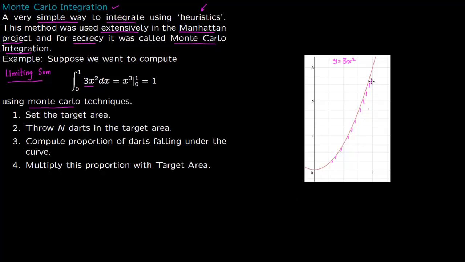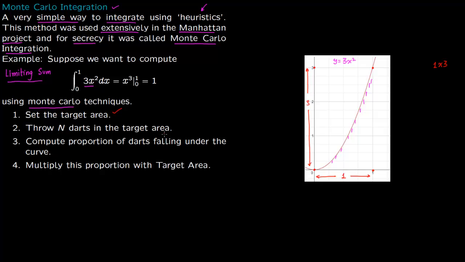There are 4 steps to Monte Carlo integration. The first step is you need to set the target area. Our target area is what we can compute very easily. That is 0 to 1 on the x-axis and 0 to 3 on the y-axis. So this is your target area, this is 1 and this is 3. So our target area is 1 times 3. You know that your curve is lying in your target area.